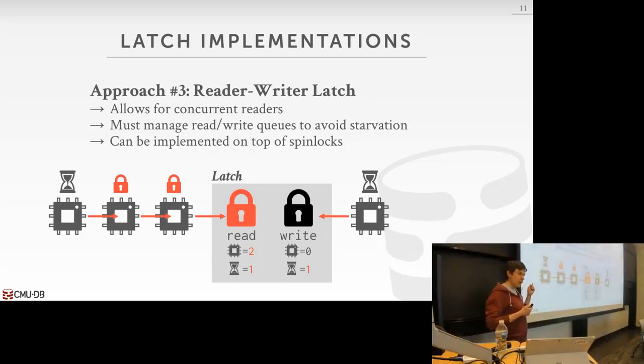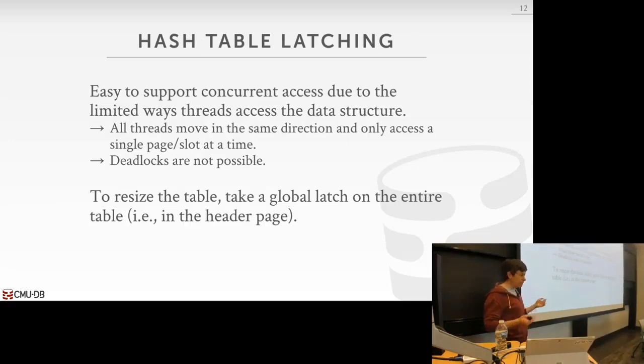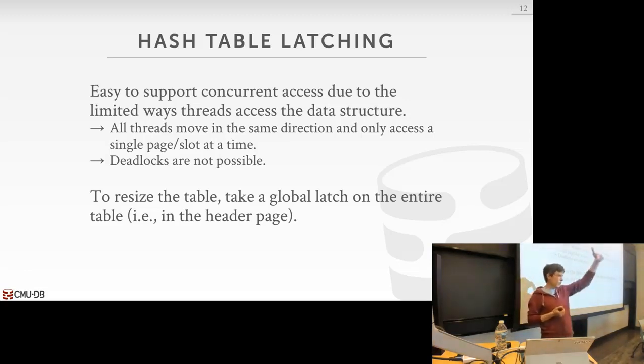All right, so let's now see how we take these latches and actually do something with them. The first thing, as I said, we'll talk about is hash tables because this is actually super easy to do. The reason why it's super easy is because the ways in which threads can interact with our hash table is limited. For this one, I'm assuming we're doing a static hash table; the extendable and linear ones, the dynamic ones, are a bit more complicated, but the same principles apply here.